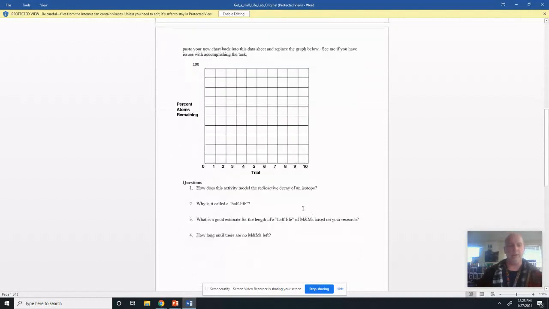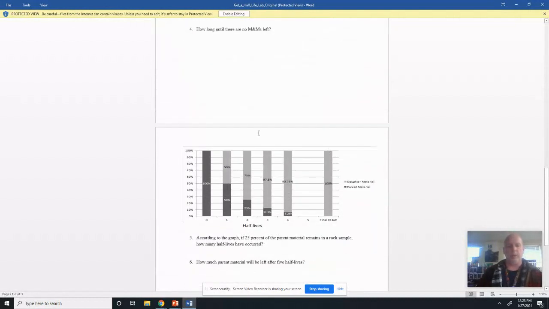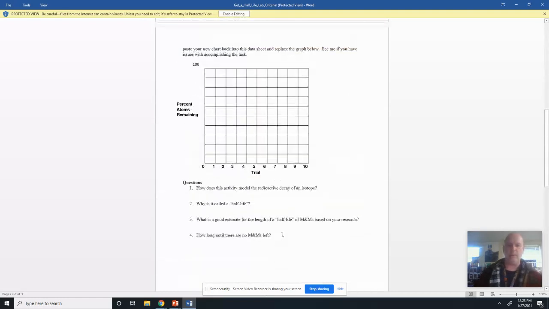Then you have some questions to answer, and then you have this chart to look at and a couple questions. Six questions total. The whole thing's worth 30 points.